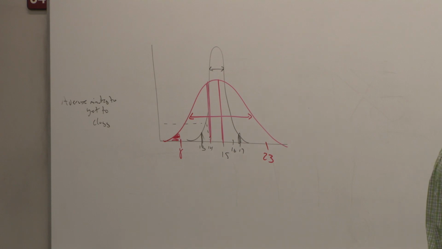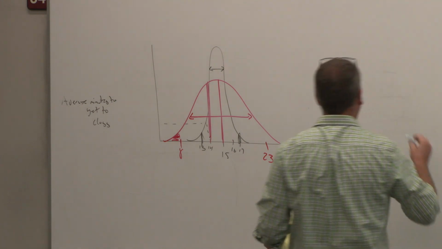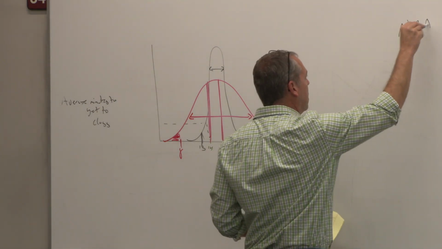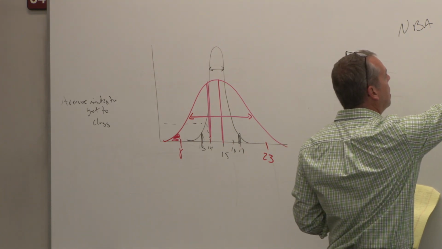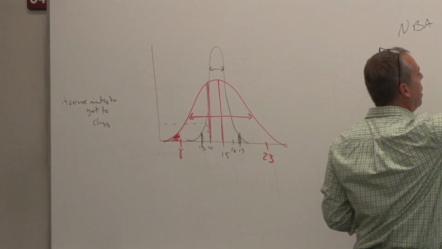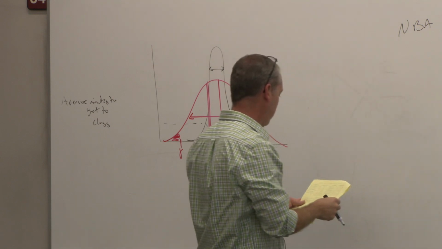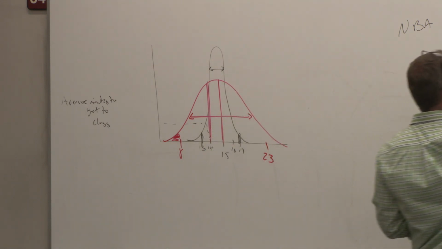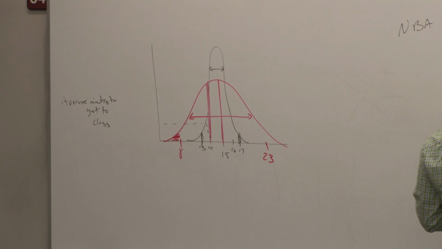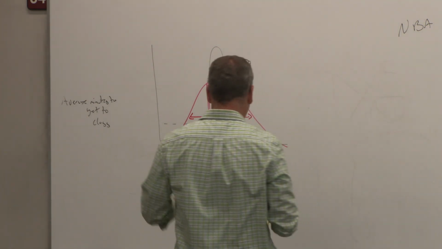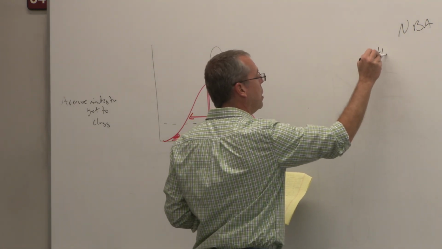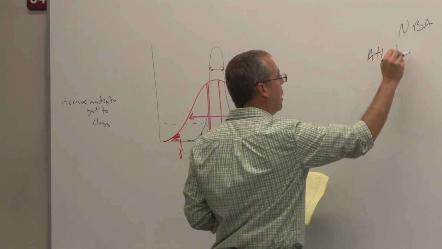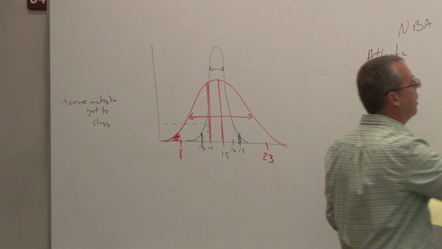So let's look at the NBA. Here's the 04-05 season. We're going to look at the 08-09 season. So here is our Atlantic Division. Here's our Southeast Division.